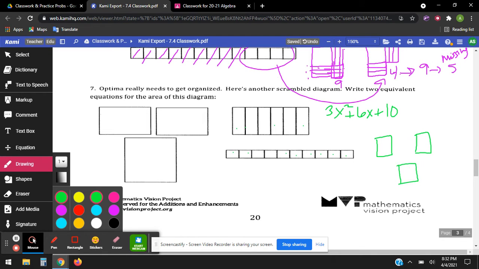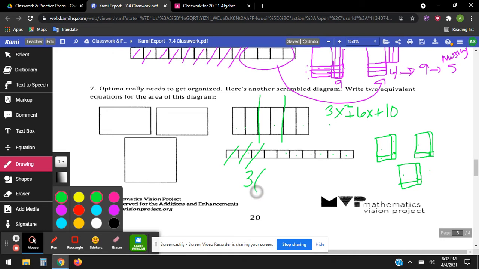I have 3 of these. And if I split this into thirds, that gives me 1 of each on the sides, right? This gives me 1 more on each side. Okay, so there's 3x squared plus 6x, but here I only have 3. I only used 3 on here.